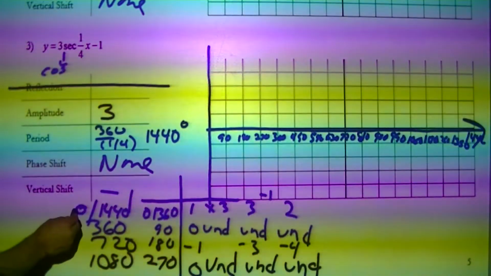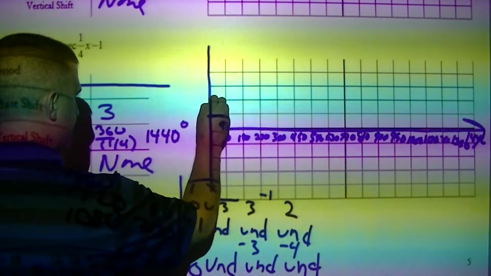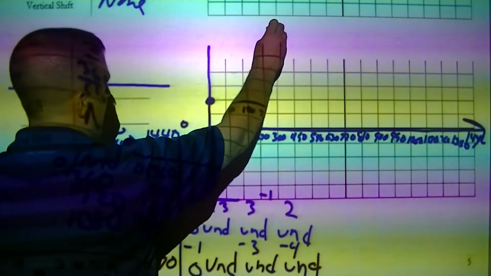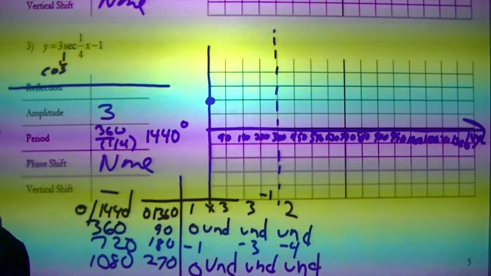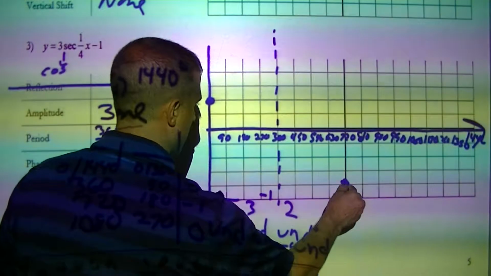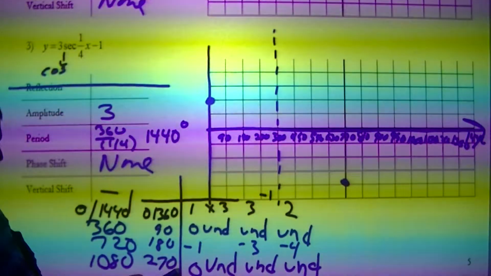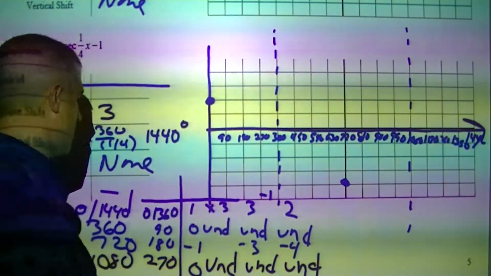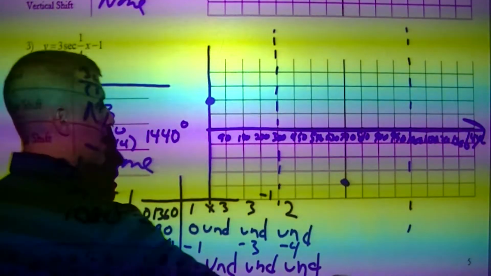All right. So I'm at 0. I'm going to be at 2. Okay. At 360, I'm going to be undefined, so it's going to look like this. At 720, I'm going to be at negative 4, 1, 2, 3, and 4. At 1080, I'm going to be undefined. And then at 1440, I'm going to be back up at 2.